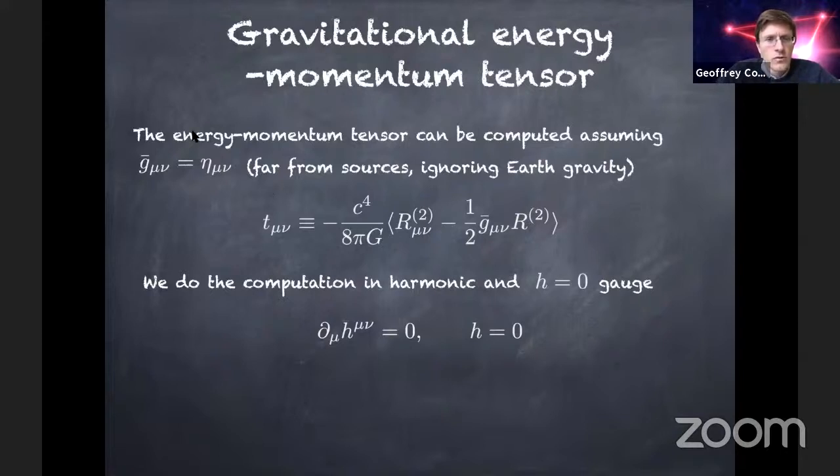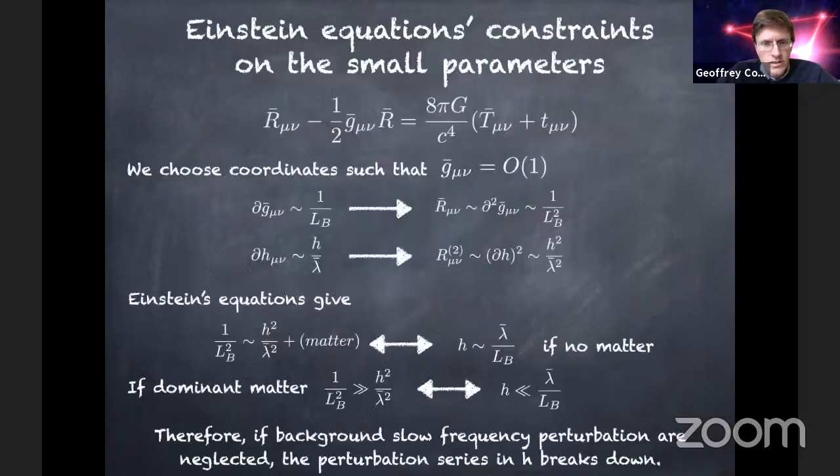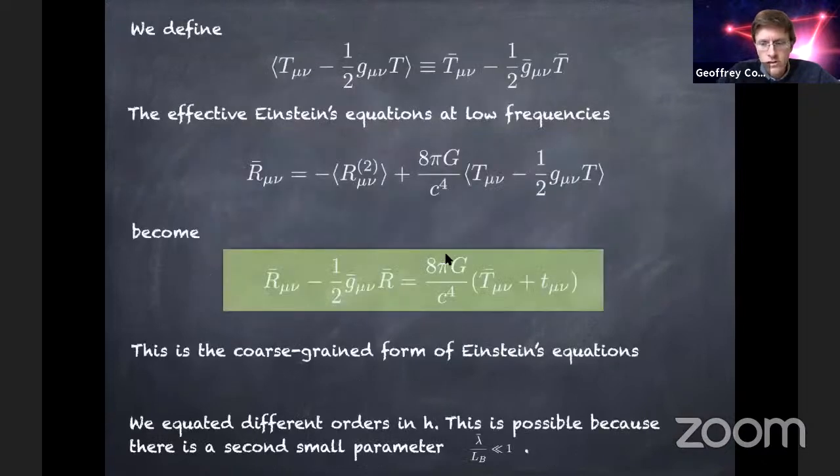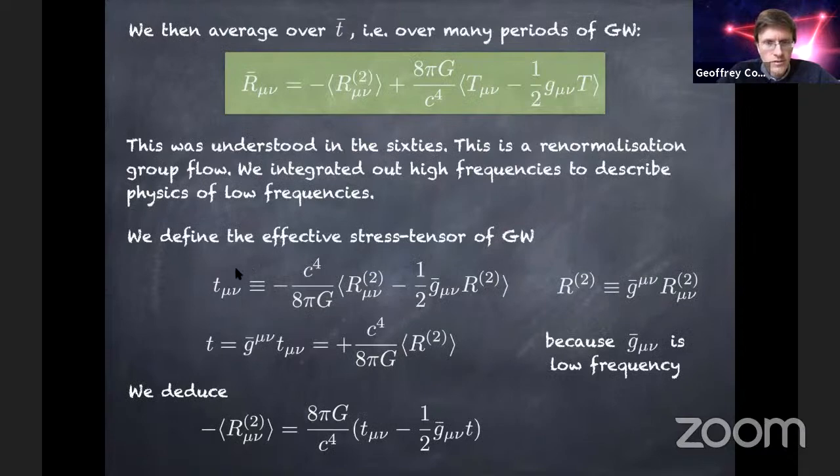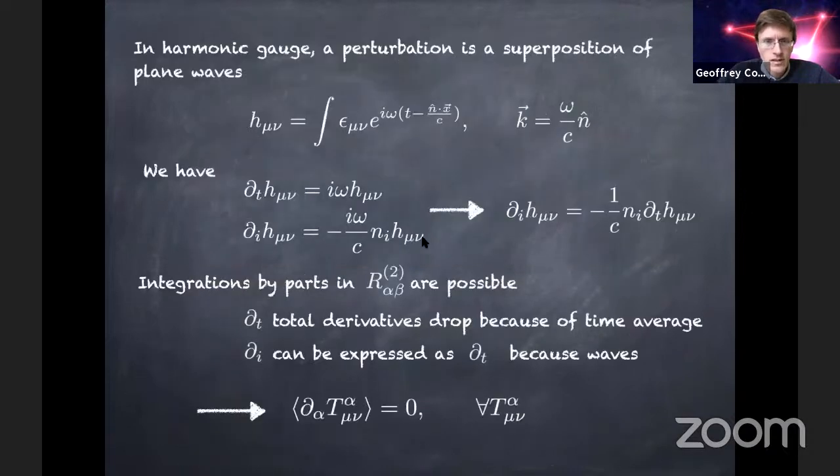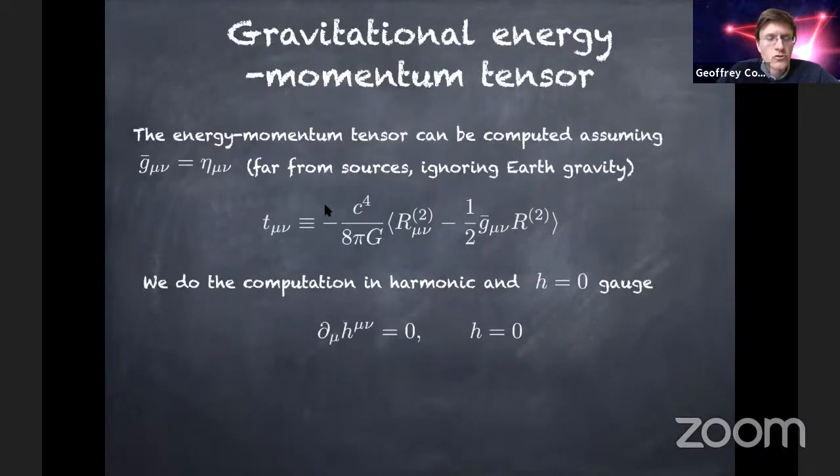Now, if you are very far away from the sources, you can assume that this is true. It's not true when you are close to the sources, but far from the sources, it's true. So far from the sources, the stress energy tensor that I wrote down somewhere here, T_mu nu, is given by this expression. We want to compute it far from the sources, in harmonic gauge, and to simplify our lives also in h equals zero gauge.